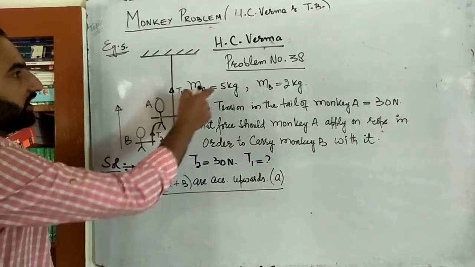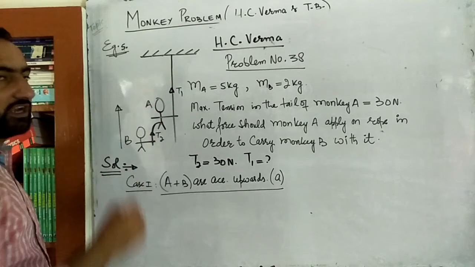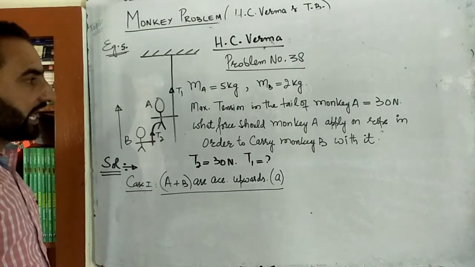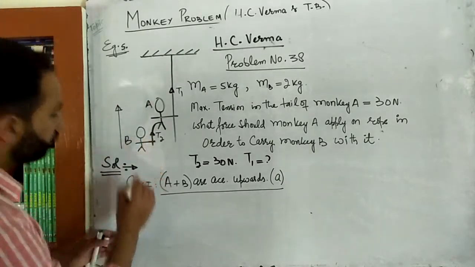Suppose its mass is M1, or it's given as MA and MB. So the summation of these two masses, this plus this, multiplied by G plus A. But for that, we don't know what the value of A is. We'll calculate A from T2. Okay, so T2 will be how much?